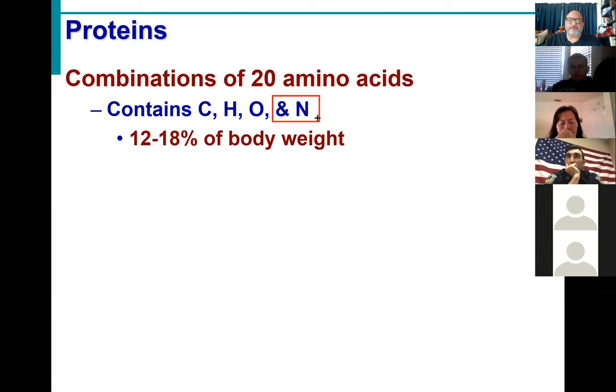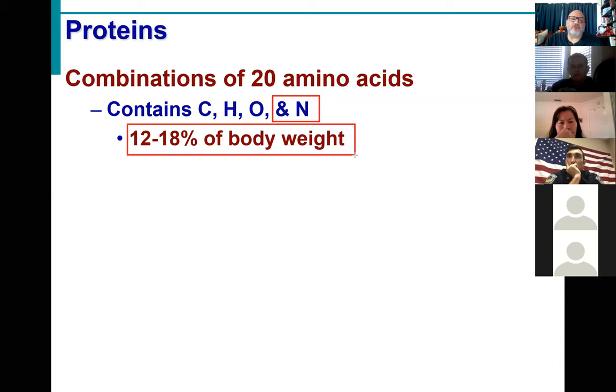Also, at first thought, the fact that proteins make up 20% of our body weight doesn't sound like an impressive number until you remember how in last class we talked about 60% of your body weight is water. That means you're only 40% stuff, and half of that stuff is proteins.